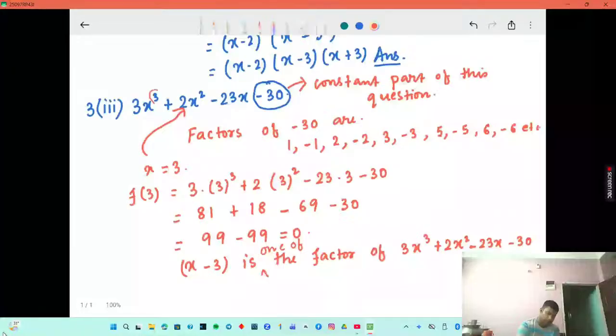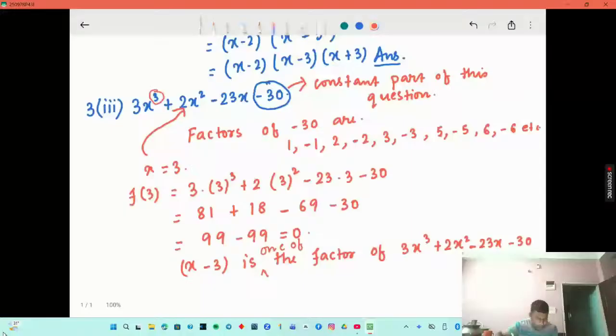This one. Okay. The equation is of degree 3, so it is a cubic equation. So the number of factors in this equation will be 3. One of the factors of this equation is x minus 3. In order to find the other two factors, we will just divide the whole equation by x minus 3.